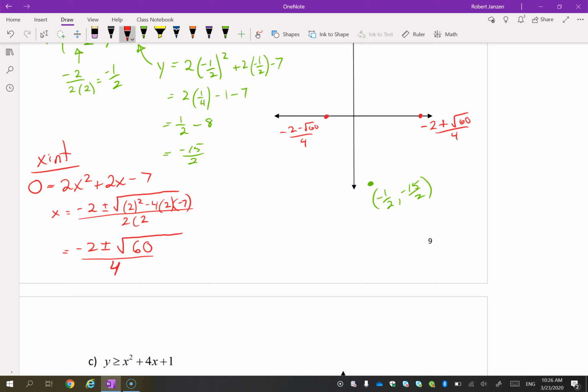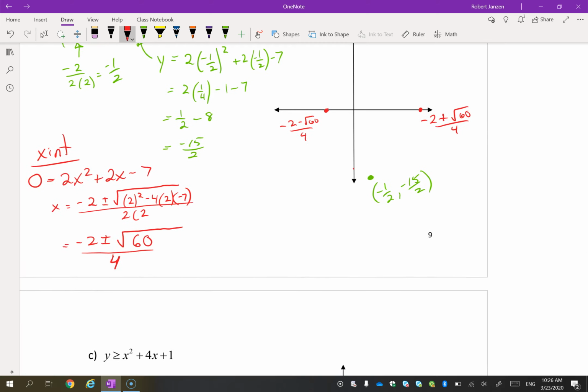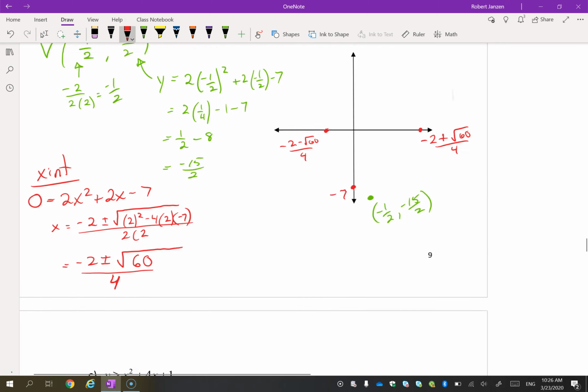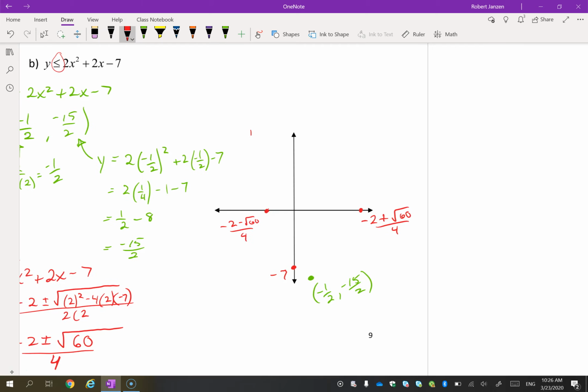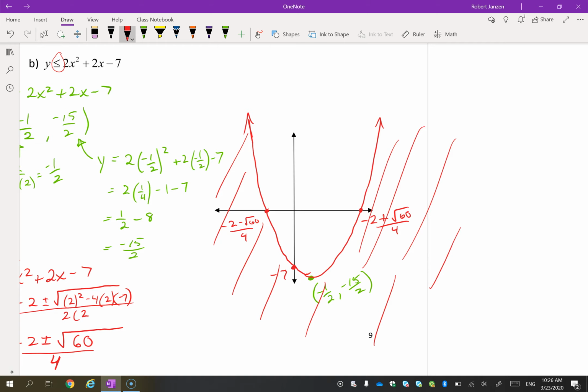Okay, what's missing? The y-intercept. The y-intercept is negative 7. So now I can draw my parabola. Looking at the parabola, I'm supposed to be less than or equal to, so I can draw a solid line. Okay, and less than, that sounds like underneath, so I'm going to shade underneath like this.